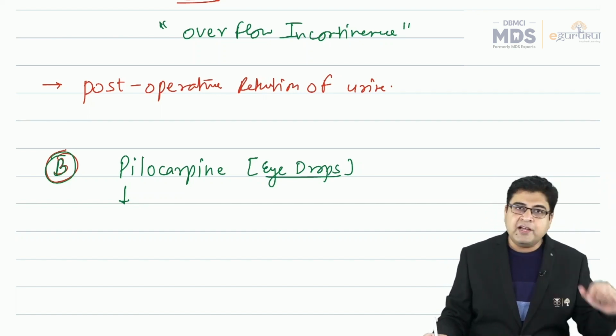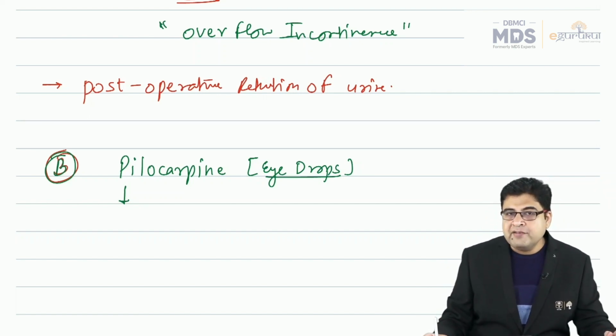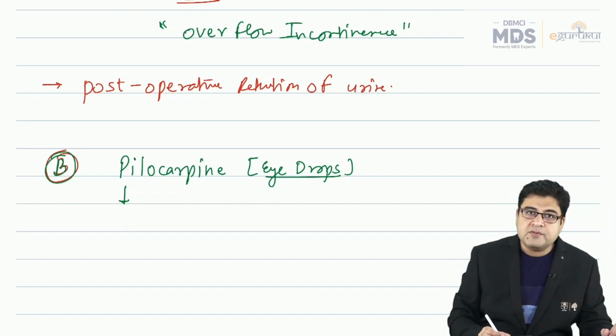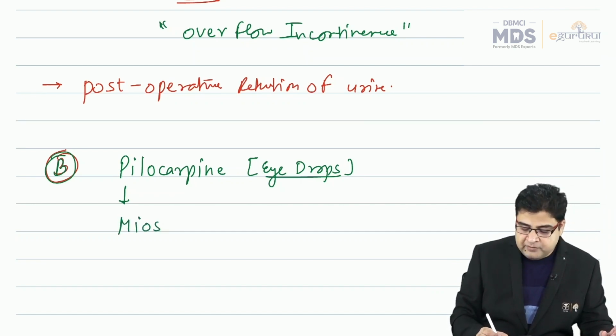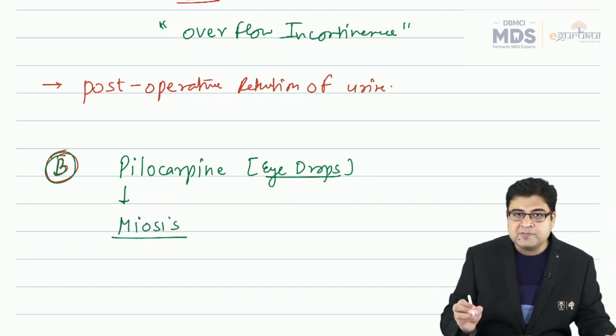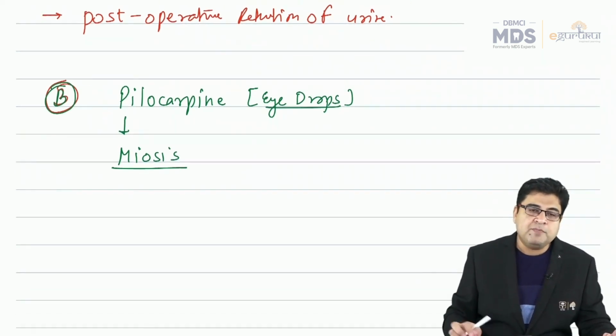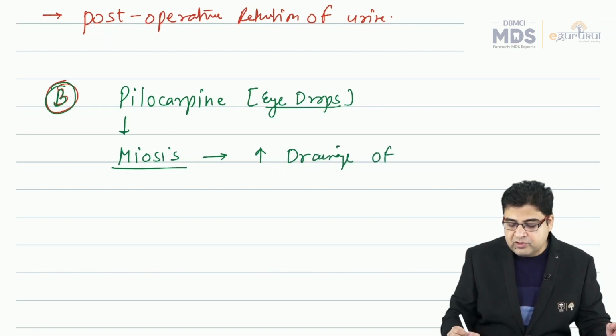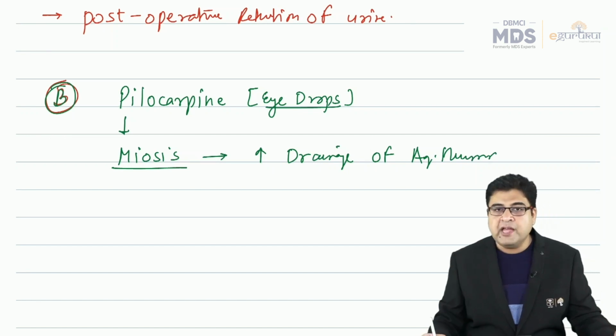So what is the effect in the eyes, guys? The answer is that whenever I put pilocarpine eye drops in the patient's eyes, it will cause miosis. In DUMBBELS, the M stands for miosis. And as a result of miosis, there is an increased drainage of the aqueous humor.